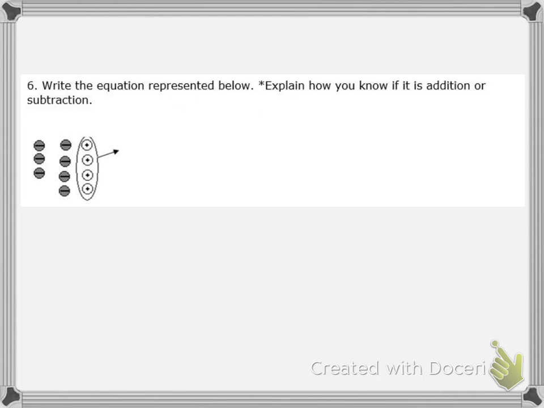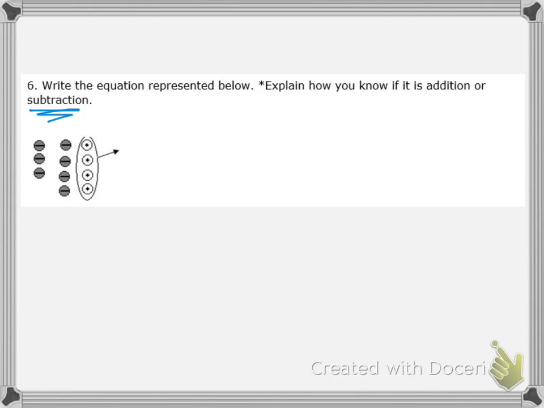Number 6 says write the equation represented below. Explain how you know if it's addition or subtraction. So with this model, we see that something is being grabbed and taken away. So we know that automatically this is a subtraction problem. So remember, whenever we have subtraction models, we have to add 0 pairs until we have what we need to take away. So the first thing we need to look at is the first group.